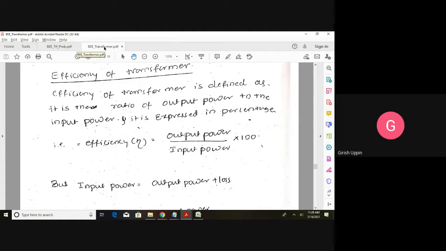If it is represented as a percentage, let us say 90%, it means that particular transformer is 90% efficient. Means if you give an input of 100, it will give you an output of 90. That is how the efficiency is in terms of a percentage, 90%. The same thing can be represented as a fractional value. 90% is nothing but 0.9. We'll see that in the next class.